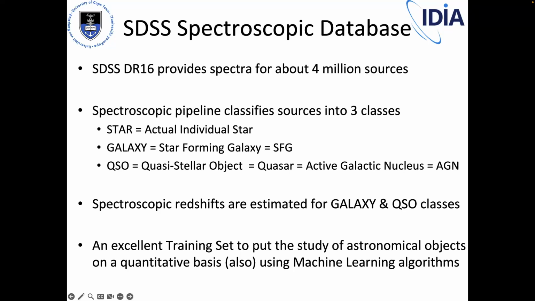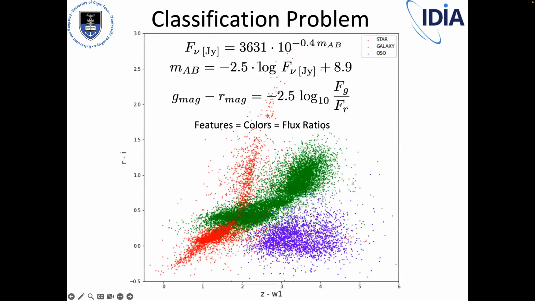So the spectroscopic redshifts, of course, can be estimated for distant sources. They don't make much sense for stars; for stars, you measure radial velocities. But if you want to use them as cosmological redshift distance estimators, you can only do that for the galaxy and QSO classes. So the Sloan pipeline produces the classification and the spectroscopic redshift estimate. And this is the training set that one can use to put the study of astronomical objects on a quantitative basis. In this case, we're going to use simple machine learning algorithms to do the trick.